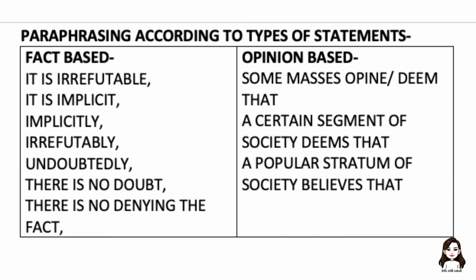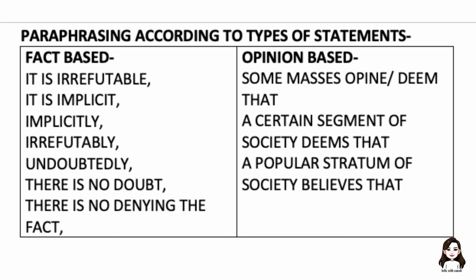Next, starting with paraphrasing according to types of statements. If the statement is fact based, then we can start with some one-liners like, it is irrefutable, it is implicit, implicitly, irrefutably, undoubtedly, there is no doubt, there is no denying the fact. I hope that will help you when I start describing the whole part of it. When I help you write the task, I think that will help you more at that time.